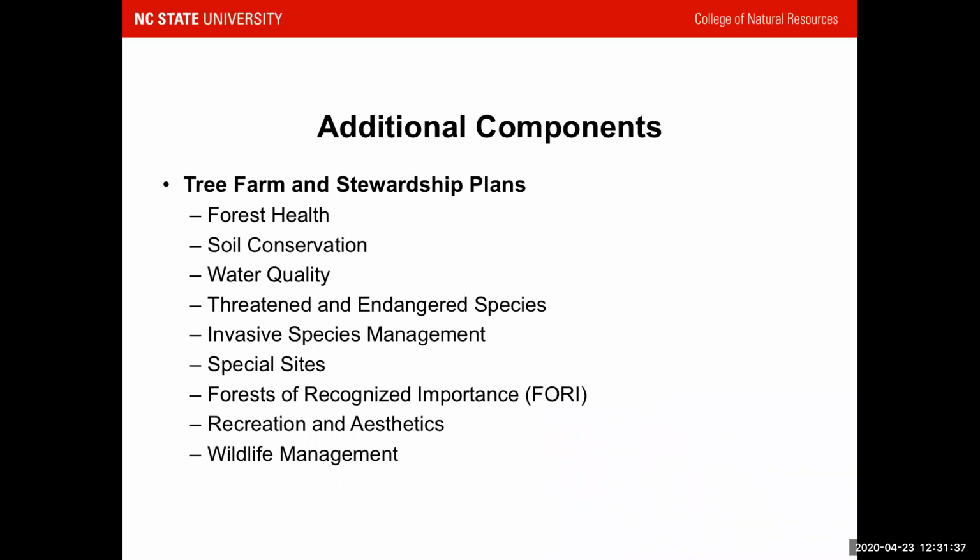So next we're going to look at some additional components for management plans as it pertains to the tree farm or stewardship plans. So here in North Carolina, for stewardship plans and tree farm plans, those plans can be intermingled for each other. So a stewardship plan, if it has all the components that would meet the criteria for a tree farm certification plan. So some of the additional components, you need to have information in your plan about forest health.